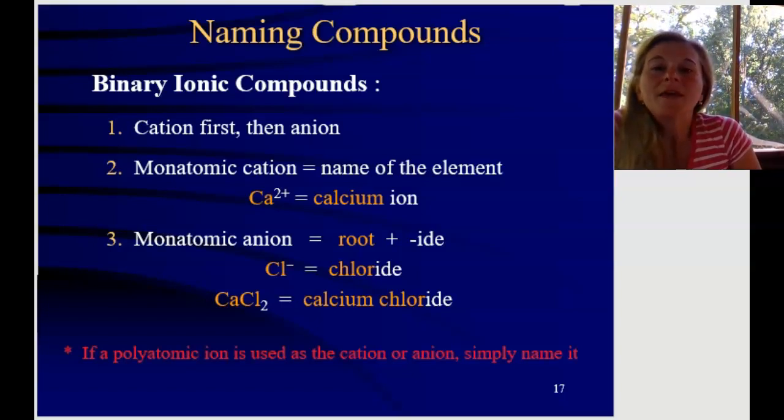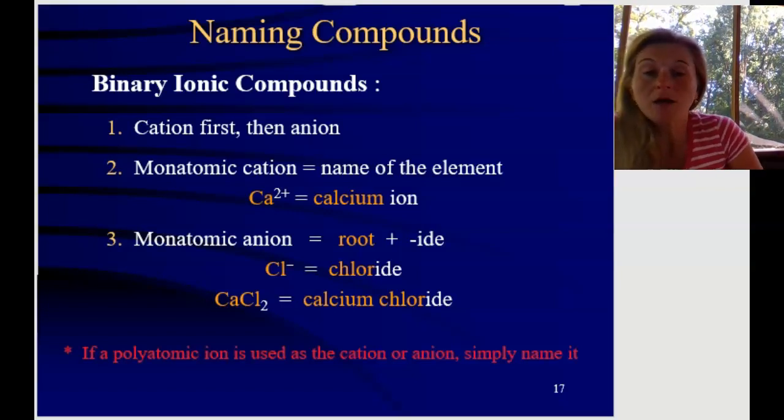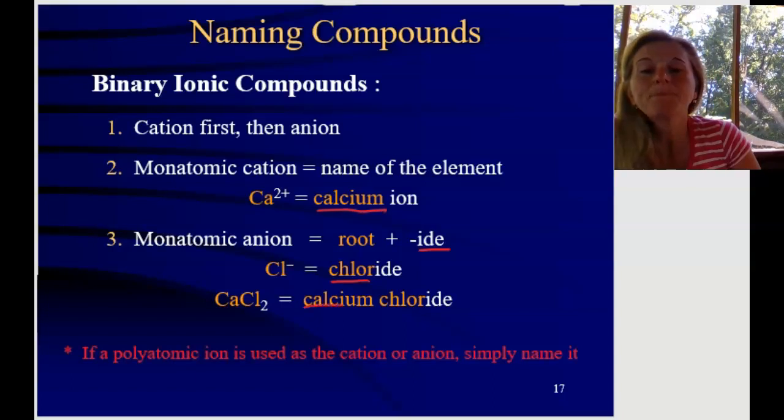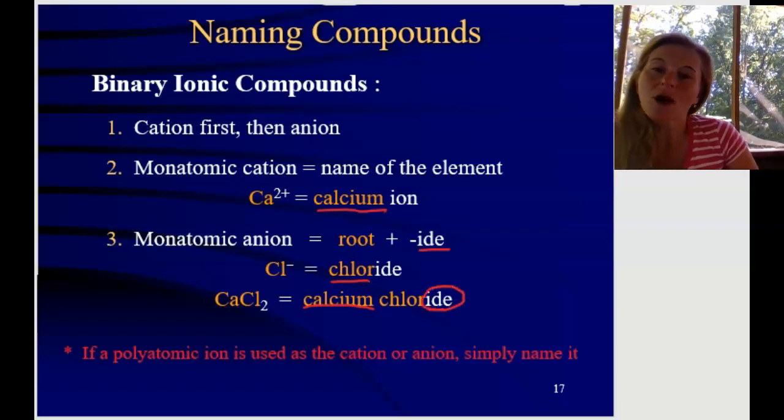A monatomic cation, we just write the name of the element. Monatomic ion, anion, we take the root word and we add ide. So instead of chlorine, we write chloride. So calcium, being the cation, kept its full name, and we see it there. But the anion gains that ide ending, so it becomes chloride. So CaCl2 becomes calcium chloride.